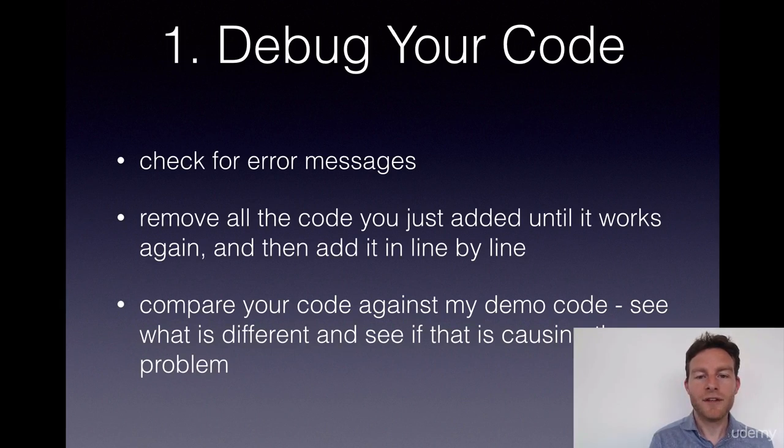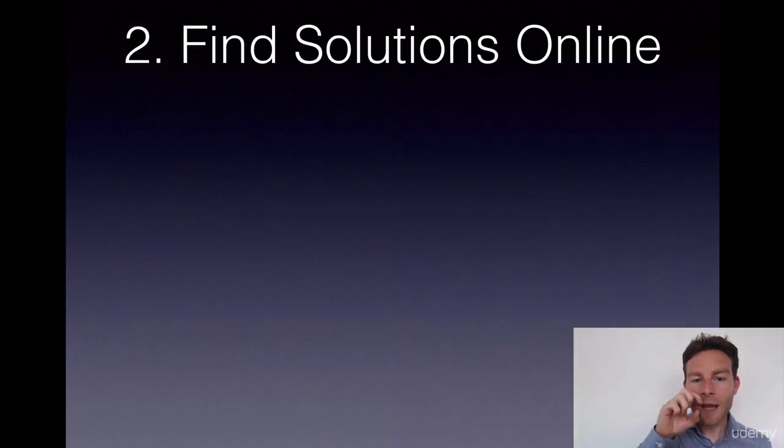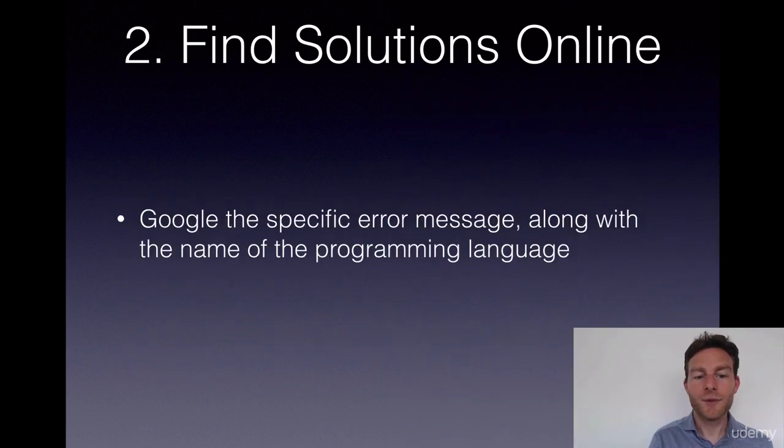All right, so what if you've done all this debugging and you still can't get it working? Well, step 2, and this is what makes you a real programmer, is learning how to find solutions online. It's pretty straightforward, really. It is just Googling. My general approach is to Google the specific error message that you've got. And if you don't have an error message, then get one, either from the compiler, from the browser, from Xcode, whatever it is, and then Google that along with the name of the programming language.